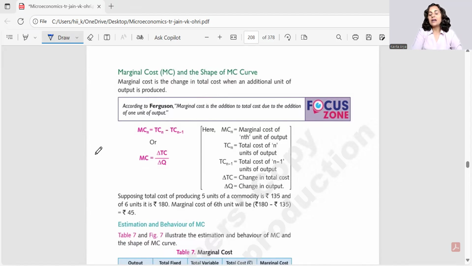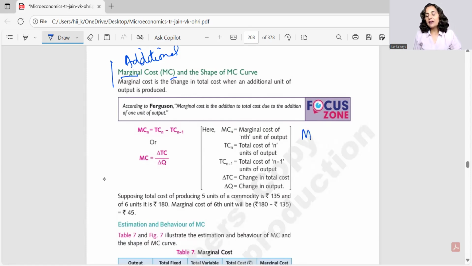So, marginal cost. The moment we have the term marginal, we know we are talking about additional. Additional means for every next unit which the producer is producing, what cost is he incurring? So the cost which he is incurring is the sum total of total fixed as well as variable, right? So let's understand how it is different from fixed, variable and all.